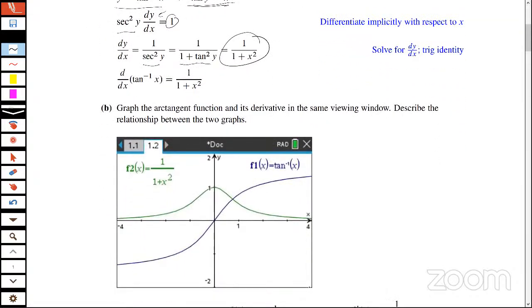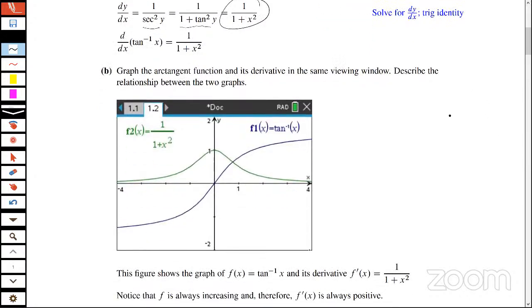And let's get a little bit of graphical evidence in here, some confirmation in here. So what I did is I graphed both the arctan function and its derivative in the same viewing window. And one common question, I suppose you wouldn't see this on an AP exam, but one common question you might ask your students is, does this derivative really look like the derivative of the arctan function? Can you justify this? Well, let's see.